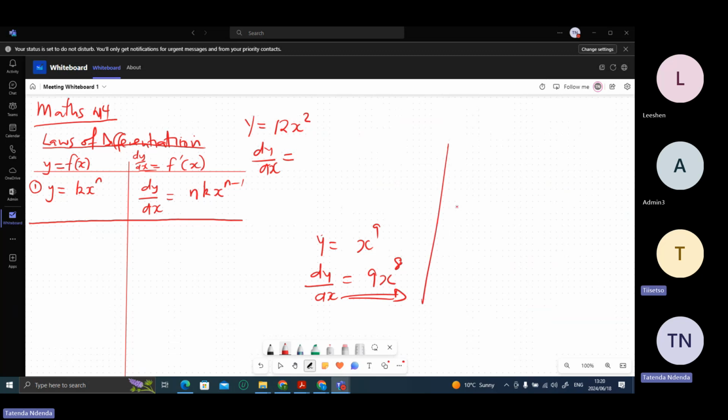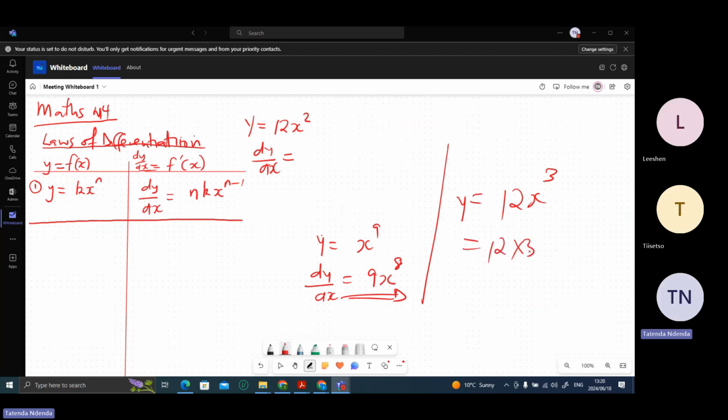Same applies if, for example, it's y is equal to 12x to the power of 3. It's going to be now 12 times 3x to the power of 3 minus what? Minus 1. We always subtract the 1. So that's going to give us something like 36x squared. We are together, right?